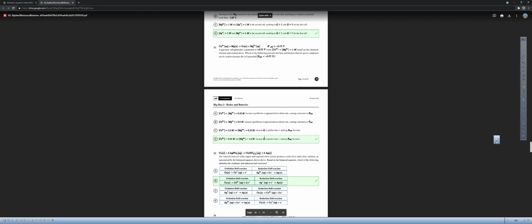And so Q is greater than 1 because, again, in my fraction, if my fraction is Q is product over reactant, if I decrease this, it's going to make my Q larger. So decreasing reactant makes this fraction larger, makes it greater than 1, slows down my reaction.